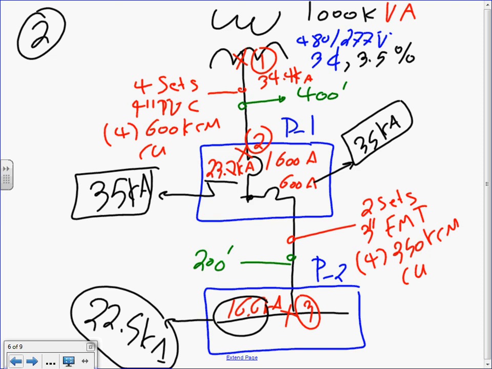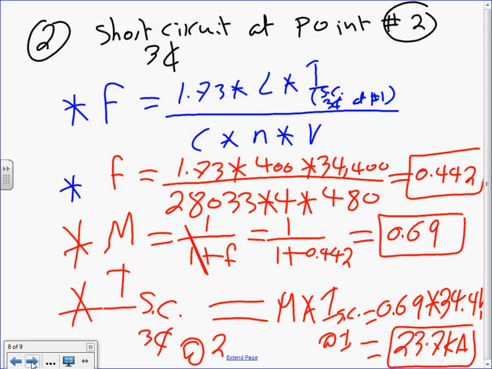If you're doing single phase, Darren, this 1.73 changes into 2. Does anybody know why in single phase we have a 2? Because we have two conductors, versus in three phase we have three conductors, right? Typically, if you're doing single phase like 240-120, you convert this 1.73 to just 2.